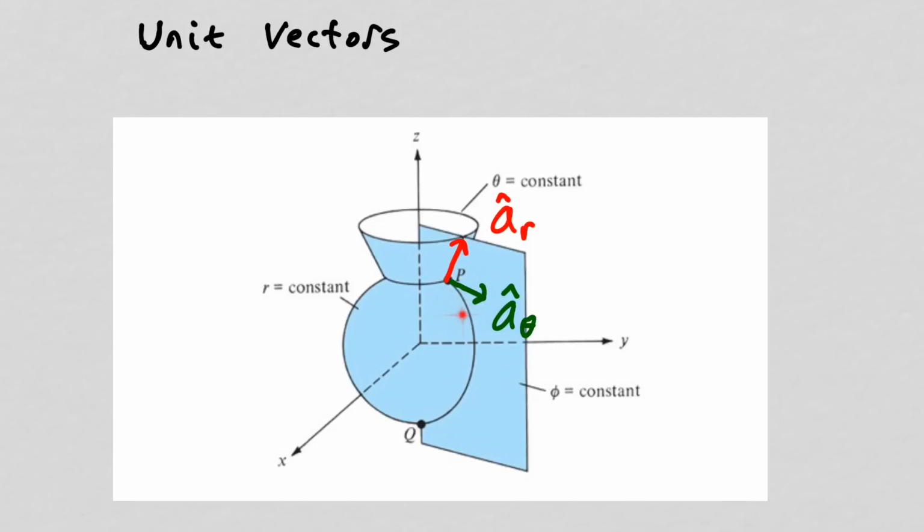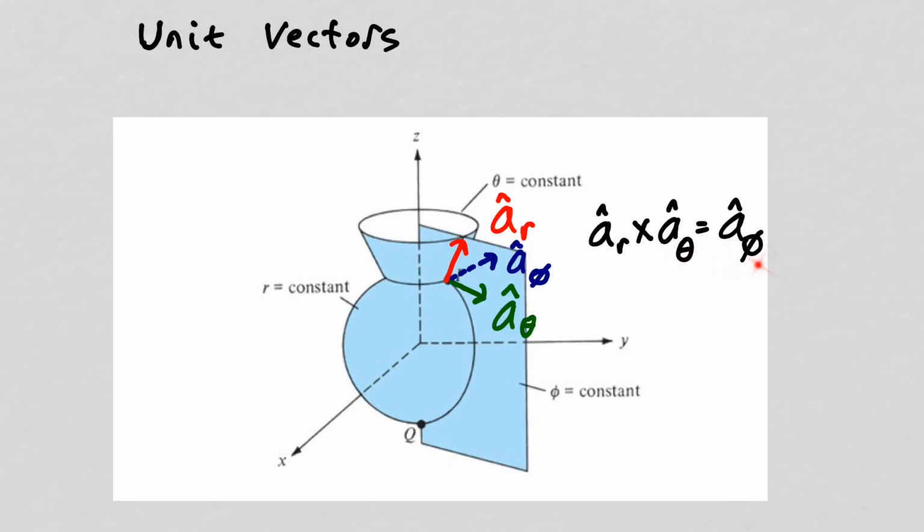Phi getting larger means this plane would sweep in the direction of this arrow here. So this is our unit vector in the phi direction. At point P, these three unit vectors are all orthogonal. So the unit vector in the r direction crossed with the unit vector in the theta direction will give us the unit vector in the phi direction.